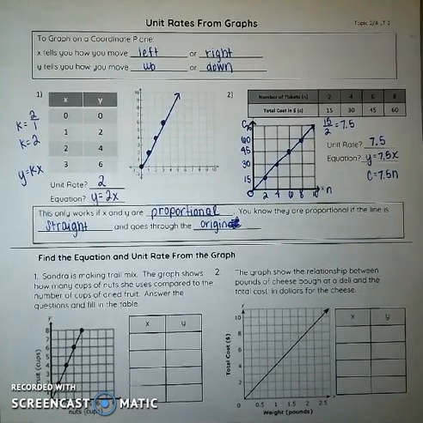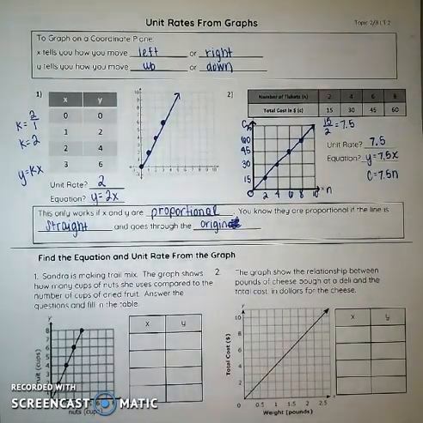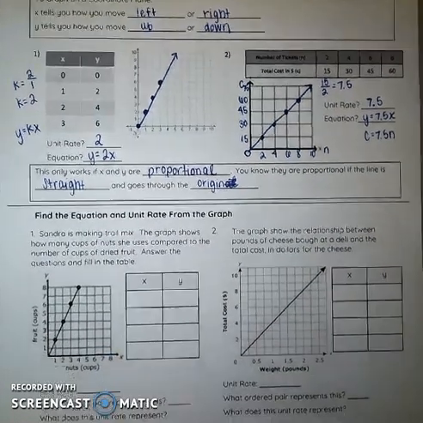Now next what we're going to look at is finding the equation and unit rate from the graph. We are still going to look at the table, but we're going to talk about how you could just identify it straight from the graph.